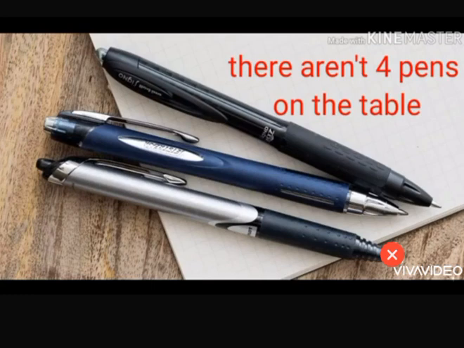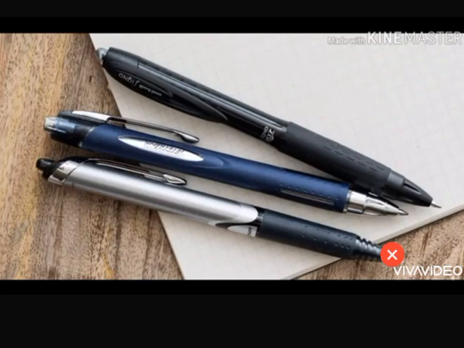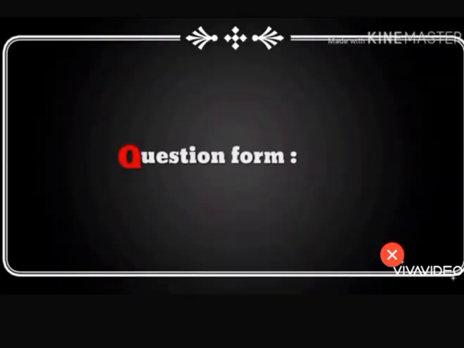Three. Excellent. So when I want to refer to something which does not exist, I'll say for plural nouns, there aren't four pens on the table. There aren't four pens on the table because there are three. There are three, not four. There aren't four pens on the table.